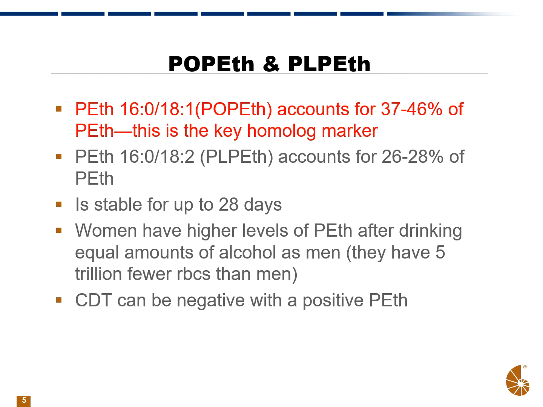It's stable for up to 28 days, so the detection window is up to a month. Women have higher levels of PEth after drinking equal amounts of alcohol as men because they have fewer red blood cells. We talked about that in the prior videos. And CDT can be negative with a positive PEth, since PEth is a very useful quantitative indicator of how much alcohol the person has ingested.